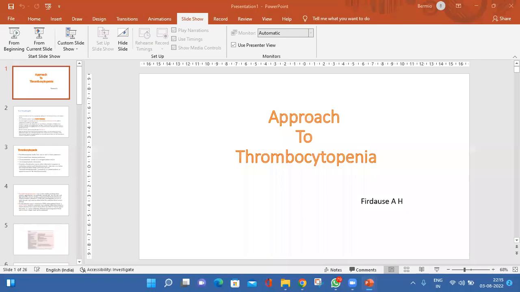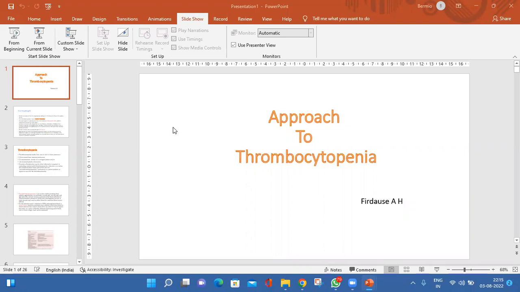Now, the most common causes we have to rule out, especially drug-induced thrombocytopenia, then infection-related thrombocytopenia.